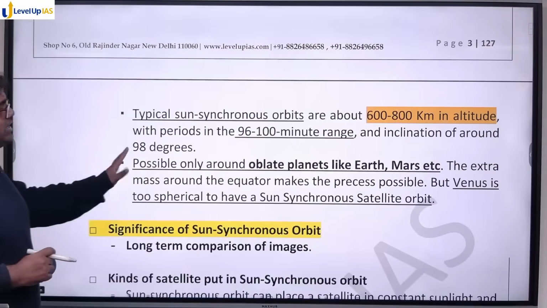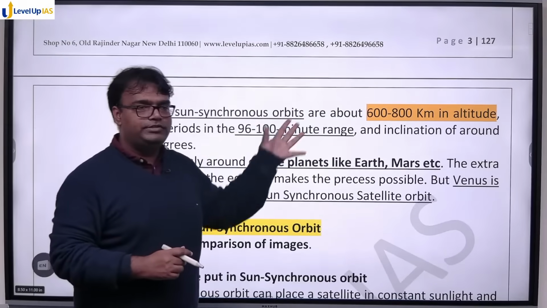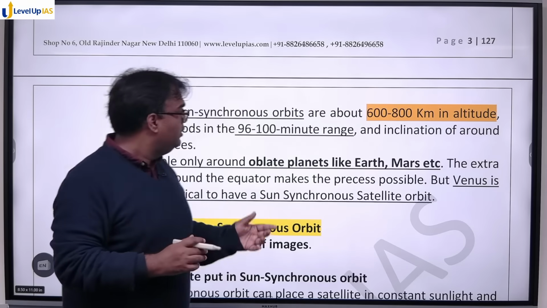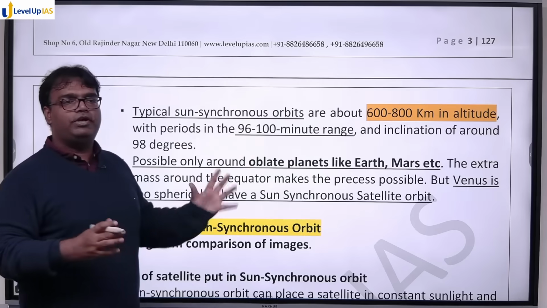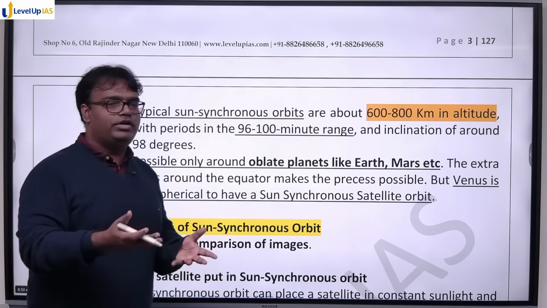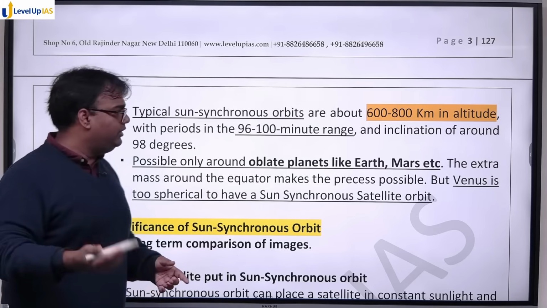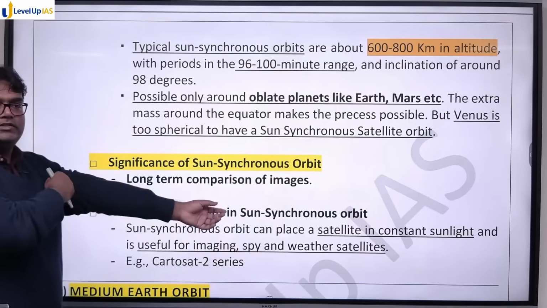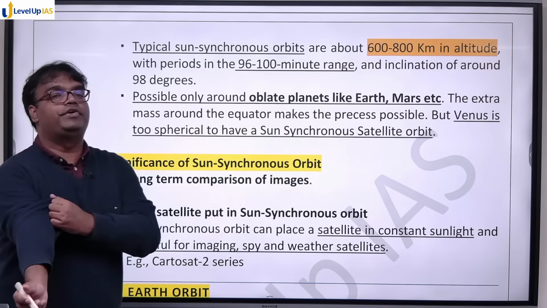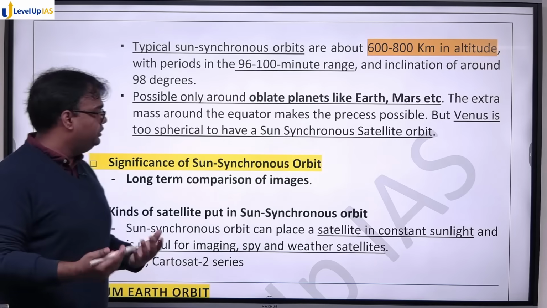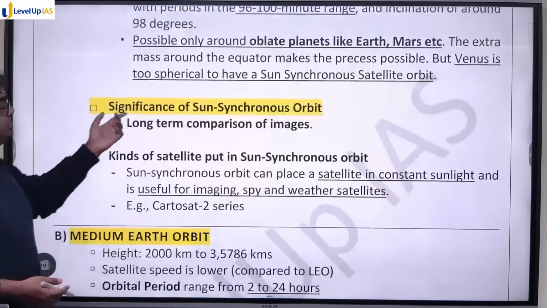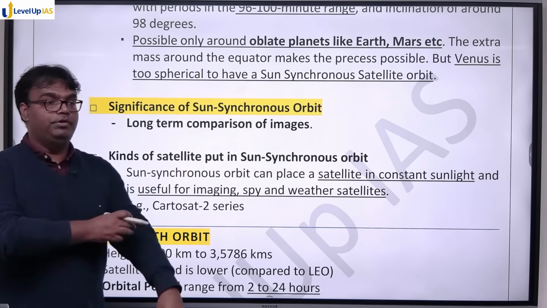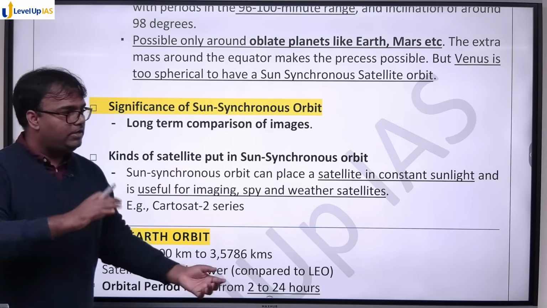So sun synchronous polar orbit we have understood. Generally a typical sun synchronous polar orbit is at a height of 600 to 800 kilometer altitude. Is this a low Earth orbit? हाँ. इसका जो time range होता है वो 96 to 100 minutes होता है. तो 90 to 100 minutes में it can complete one revolution. It is possible only around oblate planets like Earth and Mars. Venus is too spherical to allow sun synchronous orbit to happen. What is the significance of sun synchronous polar orbit? Long term comparison of images would be possible because every time the image is being taken at the same light.